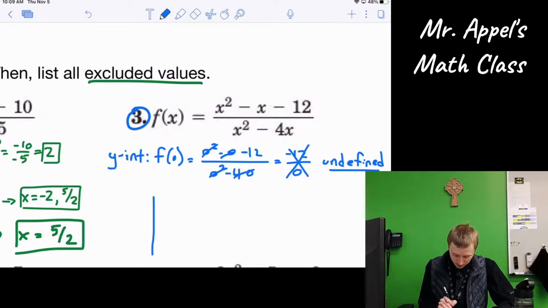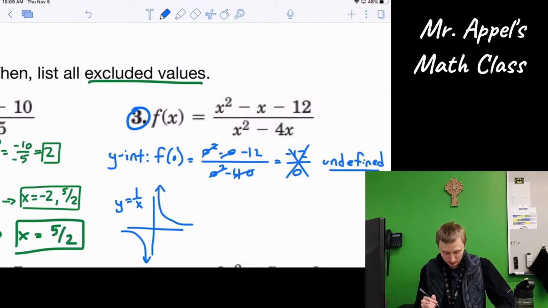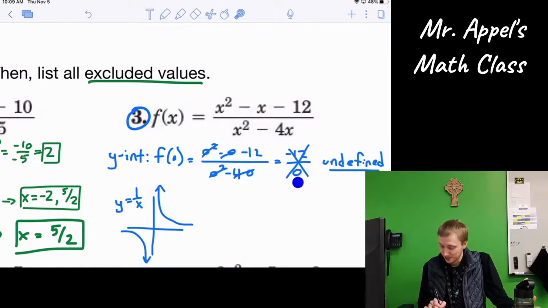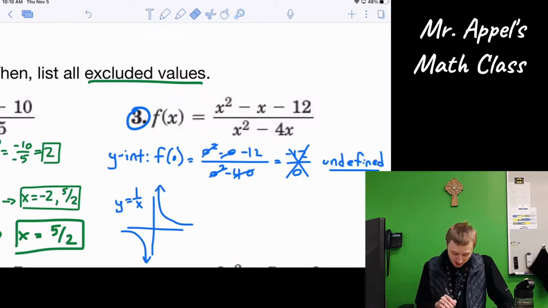Think about good old y equals 1 over x. Right? That was kind of sloppy. 1 over x has a vertical asymptote right on the y-axis. You can never set x equal to 0 for this kind of function. That's what we've got going on here. There's a case of, hey, wait a minute, 0 is one of our excluded values. The y-intercept itself is undefined. There is no y-intercept. Notice I said one of the excluded values.